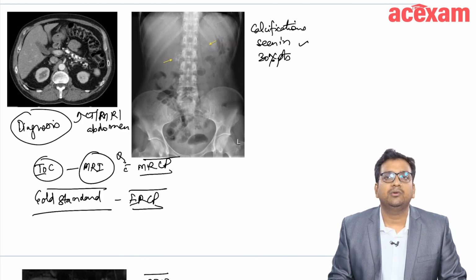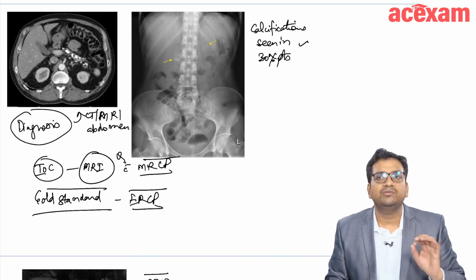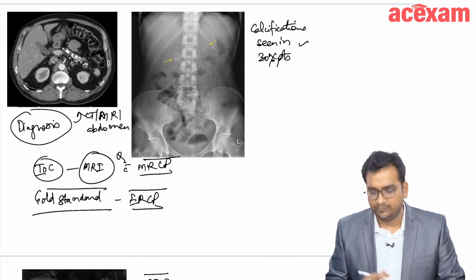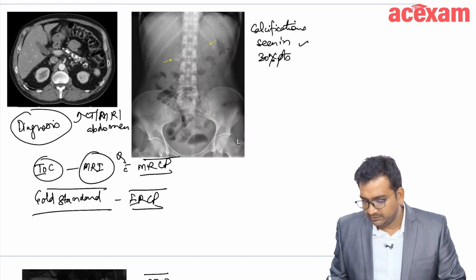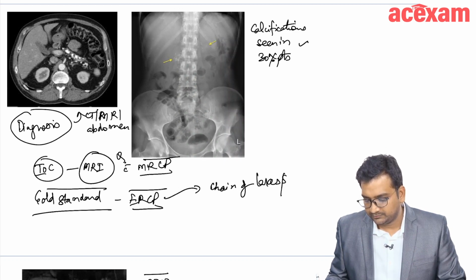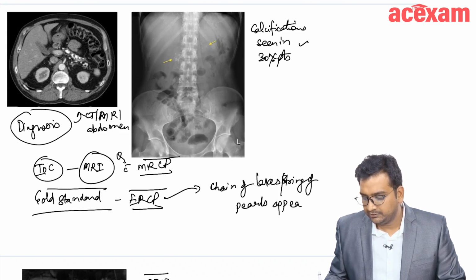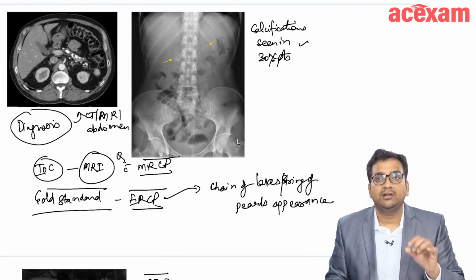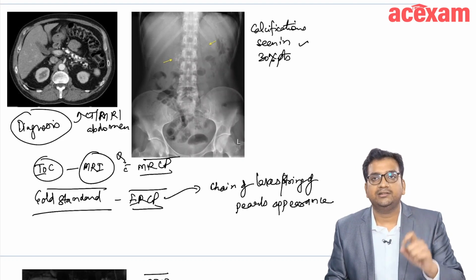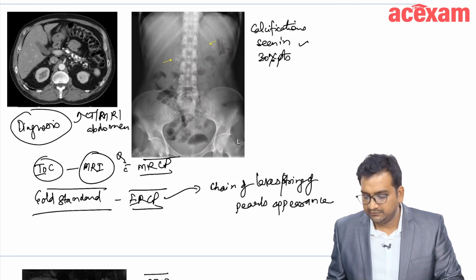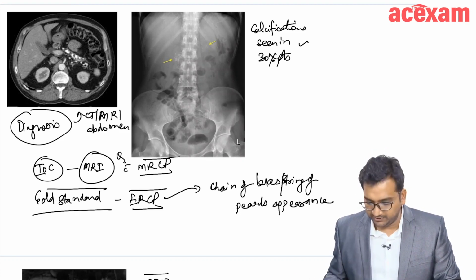Why is ERCP the gold standard? Because we can remove the pancreatic duct stone also. Okay, and on ERCP we are seeing a chain of lakes or string of pearls appearance. Why are we seeing it? Due to presence of pancreatic duct stricture, dilatation and calculi. Okay, that is why we are seeing a chain of lakes or string of pearls appearance.